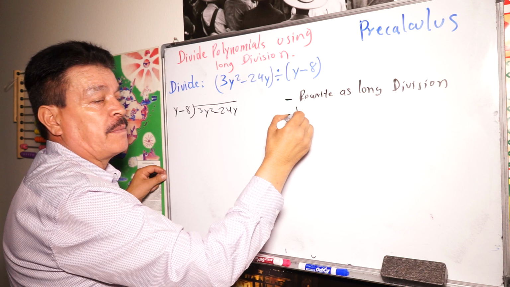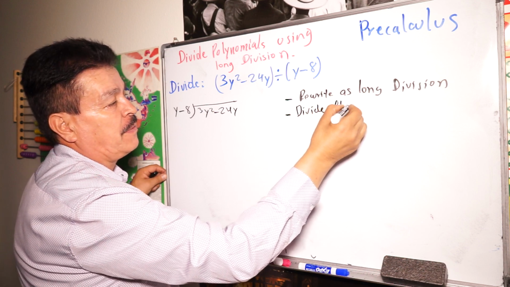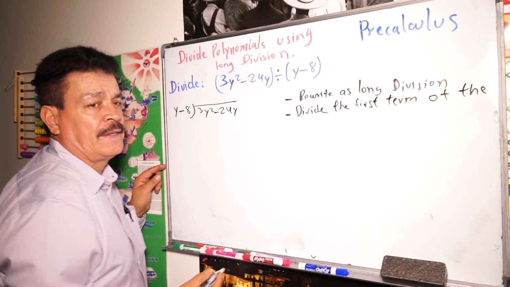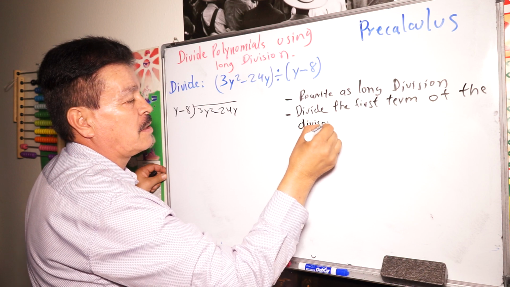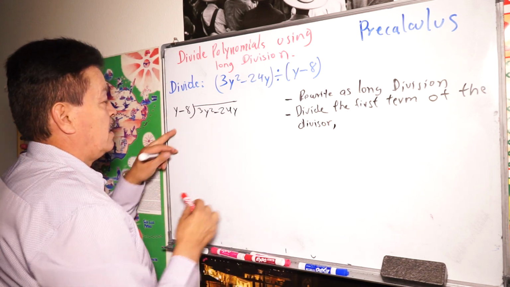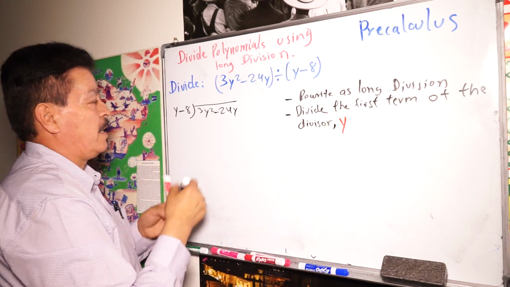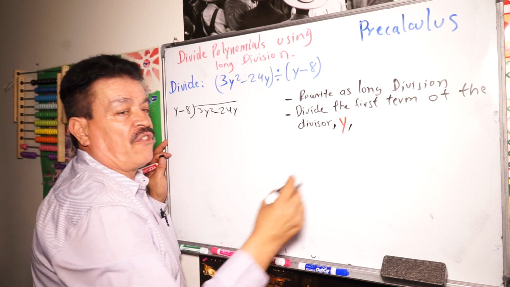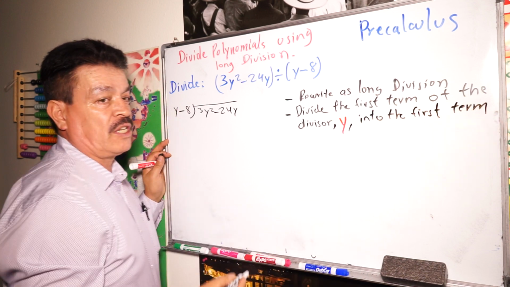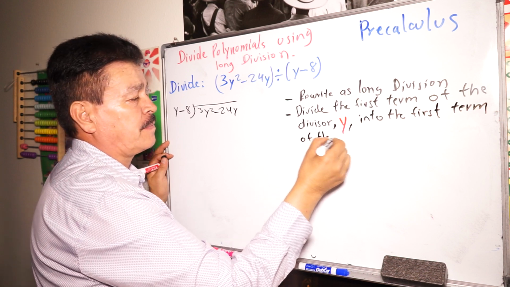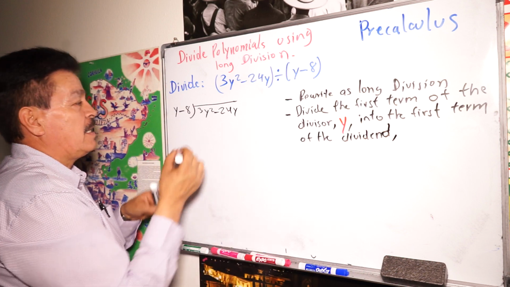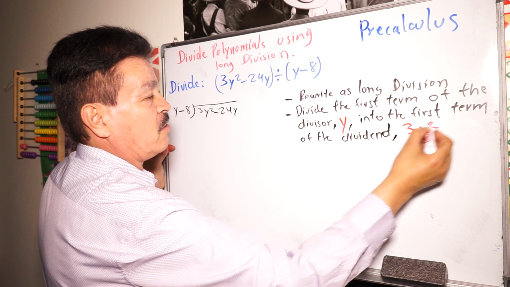Second step, divide the first term of the divisor. In this case, what is the first term of the divisor? The first term of the divisor is y. Y into the first term of the dividend. What is the first term of the dividend? It is this one, 3y to the second power.